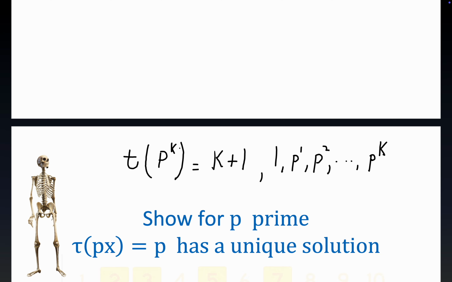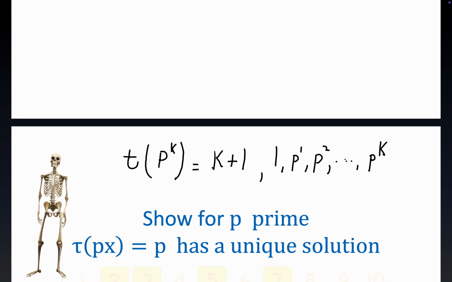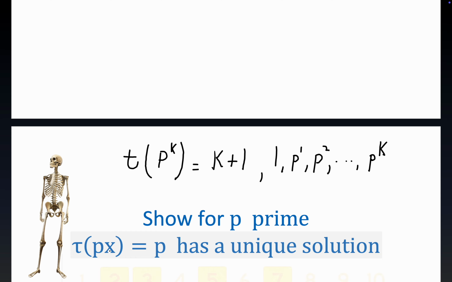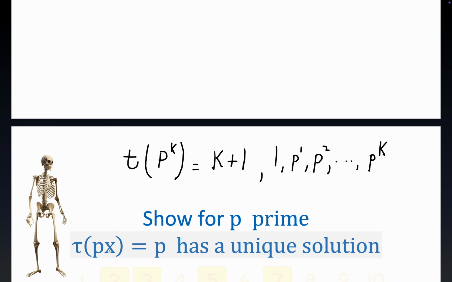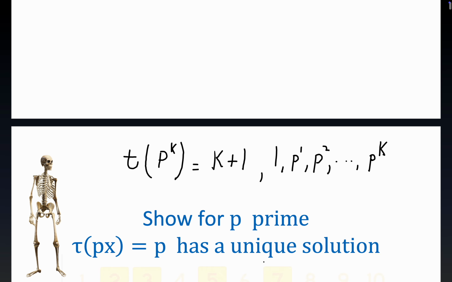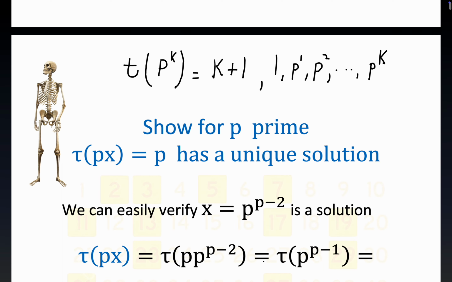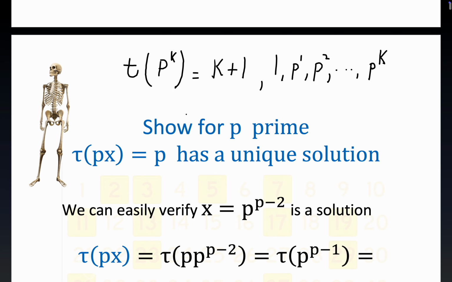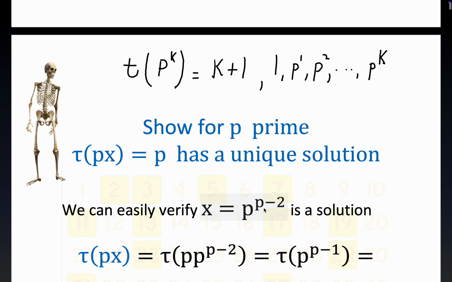Tau of any prime raised to a natural number power k is k plus 1, and we've listed the k plus 1 divisors. Now, x is our indeterminate here, just like in any other equation. And so we're trying to show that for p prime, this equation has a unique solution. I just wrote the solution down because it's very easy to see based on this result we just established. X is equal to p raised to the p minus 2. P minus 2 is the exponent.